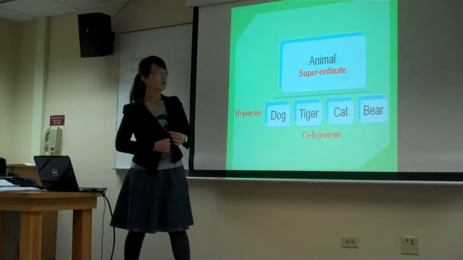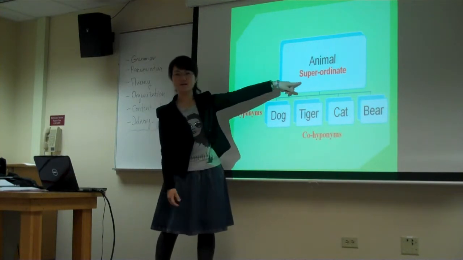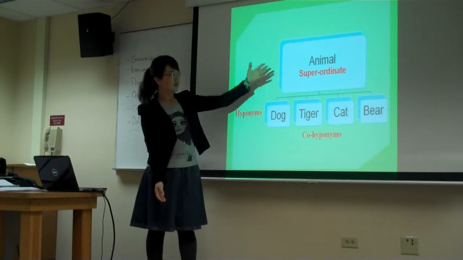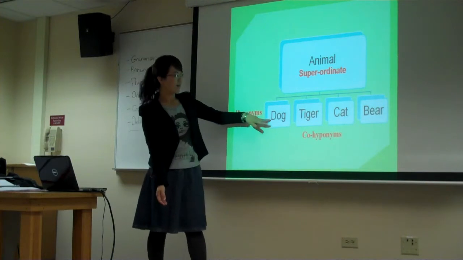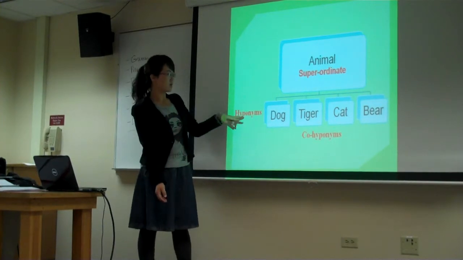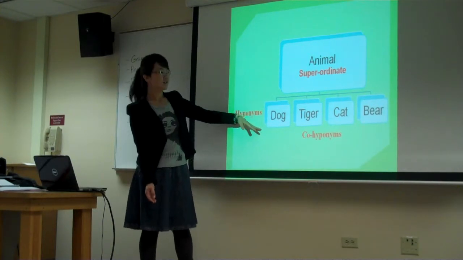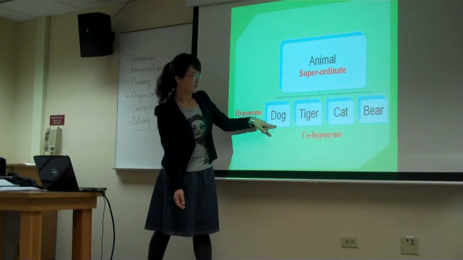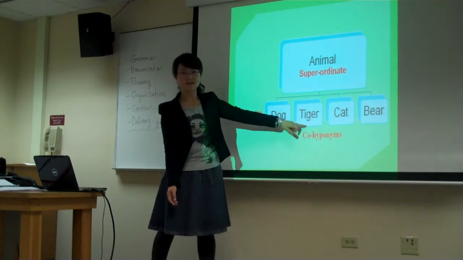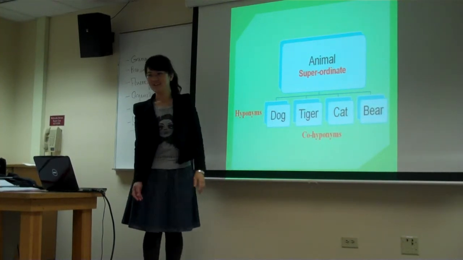Look at this one. For example, animal, here, in this picture, animal, we call it superordinate. That is kind of an umbrella term, you know. And under the superordinate, we have dog, tiger, cat, bear, etc. We call these four words the hyponyms of animal. Okay, and the relationship between each hyponym, we call it co-hyponyms. For example, dog and tiger, the relationship between these two words is co-hyponyms. You understand? Okay.